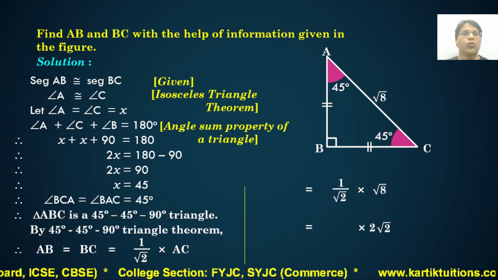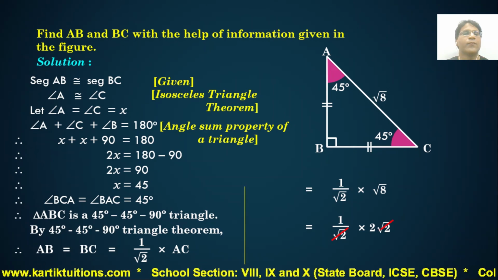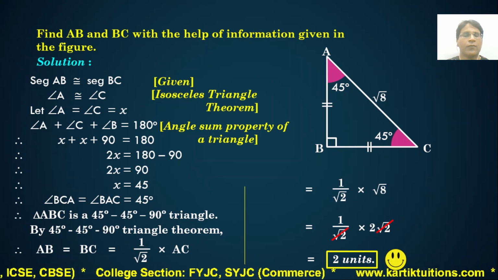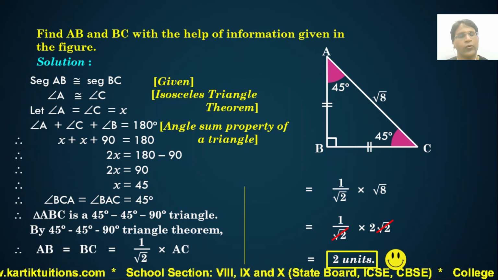So it is 1 upon root 2 into 2 root 2, where root 2 gets cancelled. So we get it as 2 units. So in other words, the length of AB is equal to BC is 2 units.